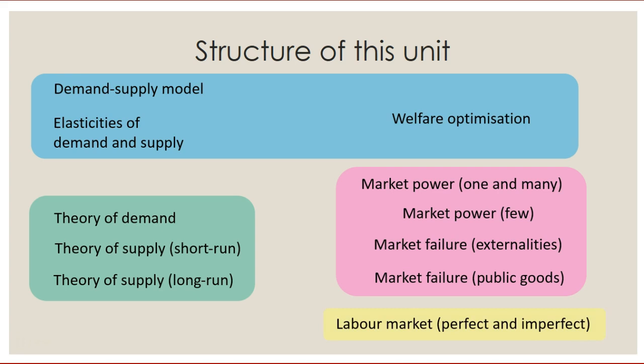And finally, we'll look at the topic of the labour market, both a perfect labour market, a theoretical perfect labour market, and an imperfect labour market. And we'll see how the labour market works and what impact that could have on the distribution of income in the society. That is the structure of this unit.